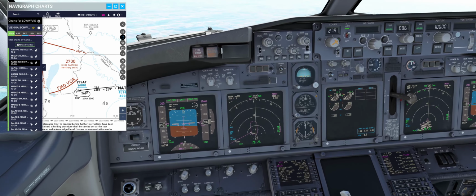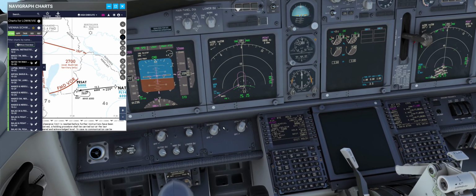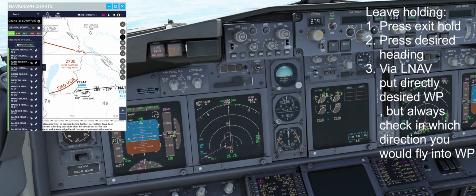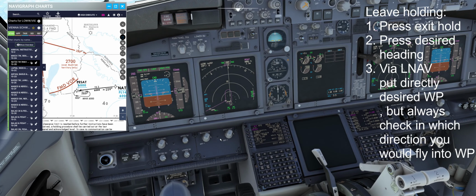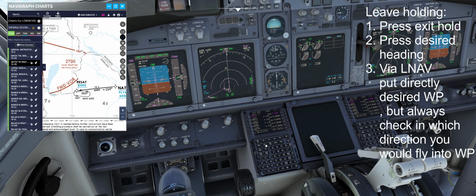And now we talk a little bit more about how we exit the hold. We have 3 different options. One option is that your air traffic controller gives you a specified heading. So just press heading select, select your desired heading, and in your LEGS page put the nearest active waypoint. Or you can leave it via the LEGS page.